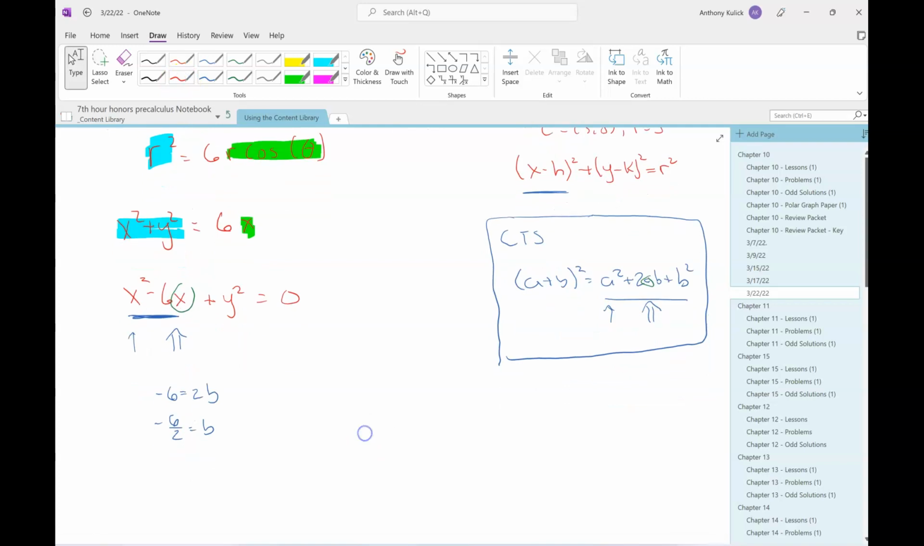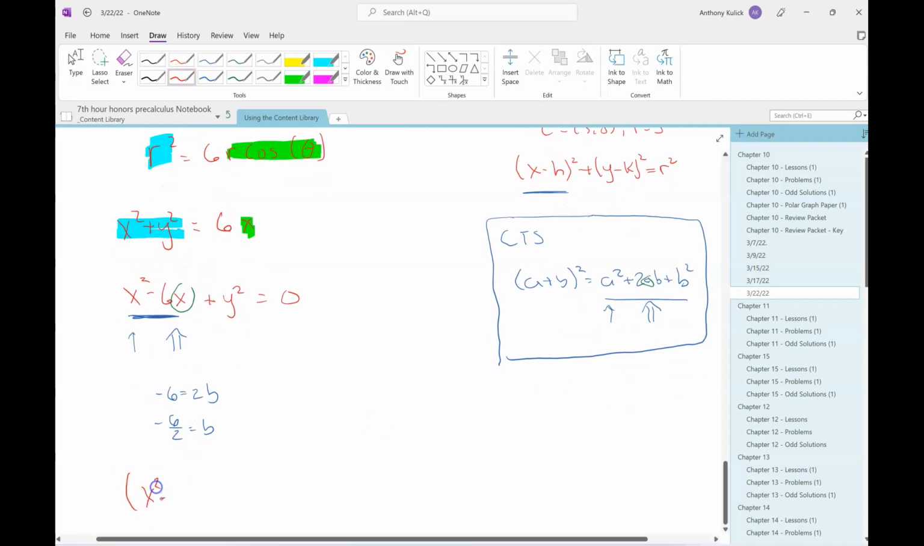So what I'm going to do then, to complete the square, is add (negative 6 over 2) squared to both sides of my equation.